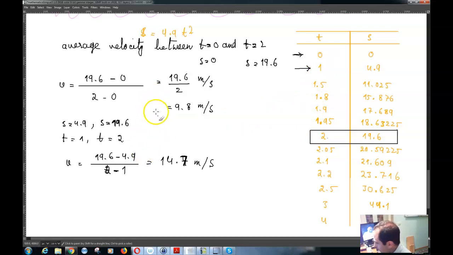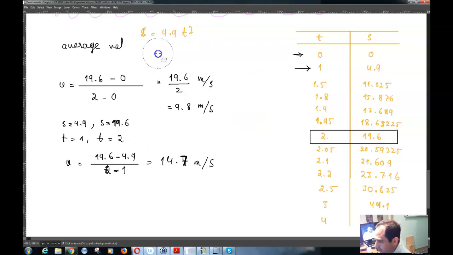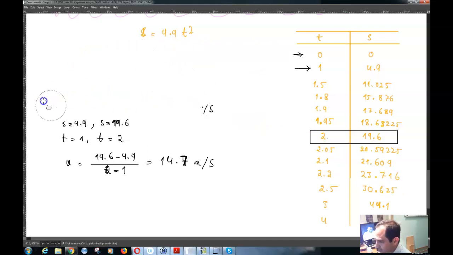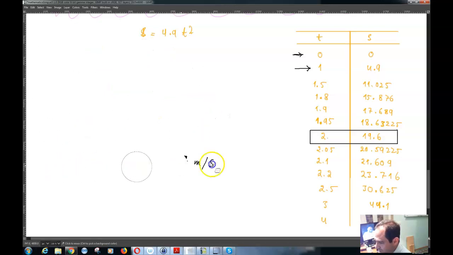And if you keep doing the same thing for all of these points over here with this point as a reference point, you will get a table. Like this. Now this is actually the very process of calculating the derivative.